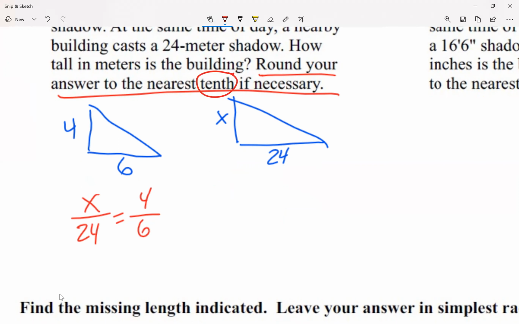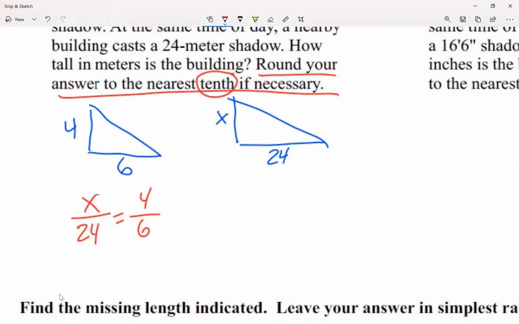Now, tenth, think about it. Tenth sounds like the number 10, right? How many zeros are in 10? Well, 1 zero. So tenth means 1 decimal place. If I ask you to round it to the nearest hundredth, that would mean 2 decimal places. Okay, so I might have a decimal. That's why it says if necessary.